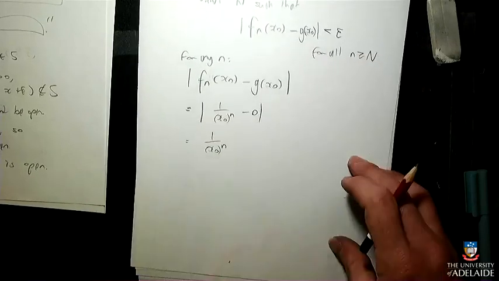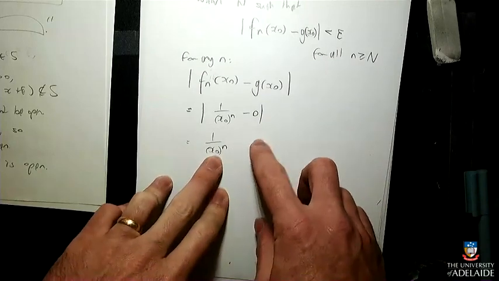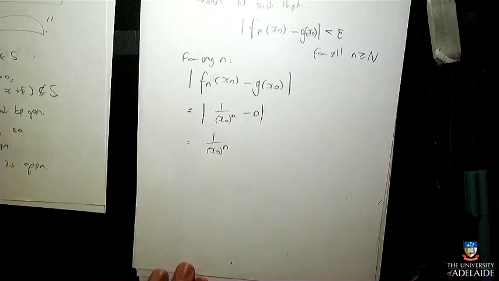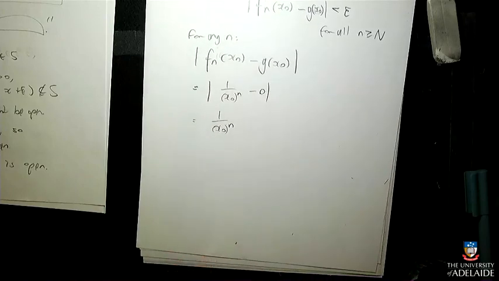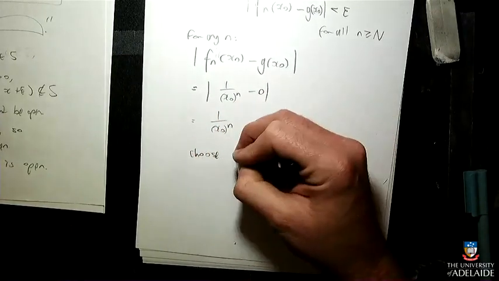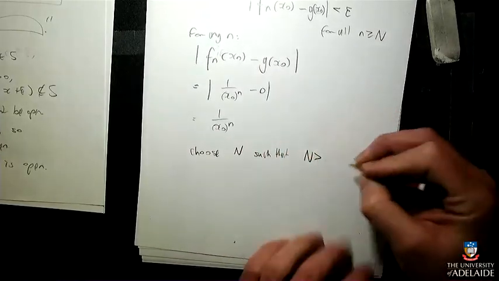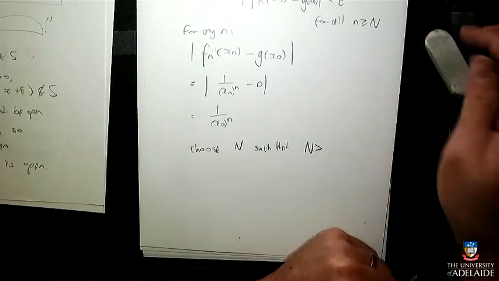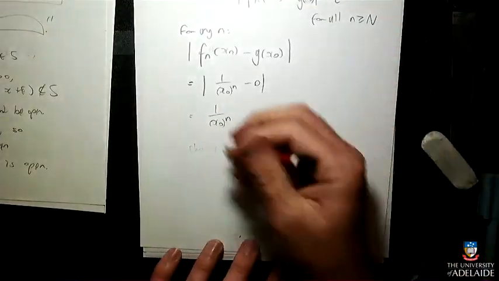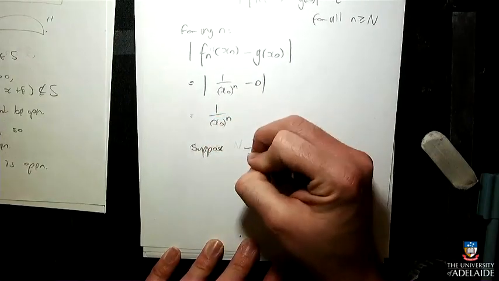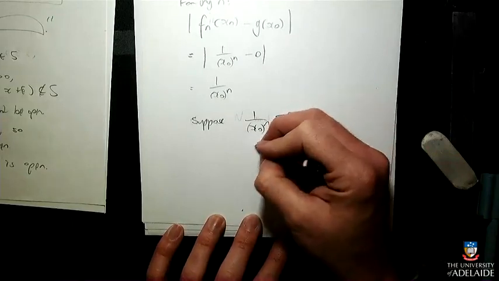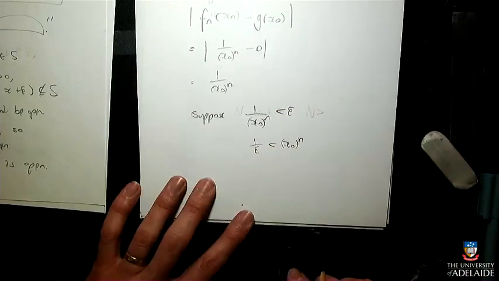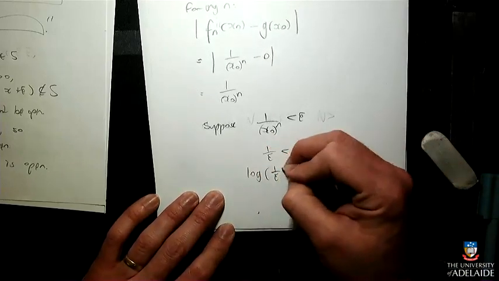So if I want that to be less than epsilon, I'm going to need x naught to the n to be greater than 1 on epsilon. And so I'm going to need n to be greater than the log of 1 on epsilon over the log of x naught. Just a second, I'm actually going to write the maths down. Suppose this is less than epsilon, then we get that. And so I could do logs, right? It doesn't matter what log it is.